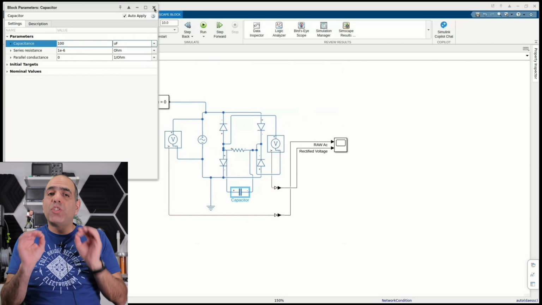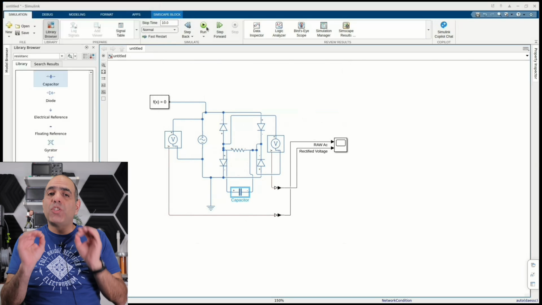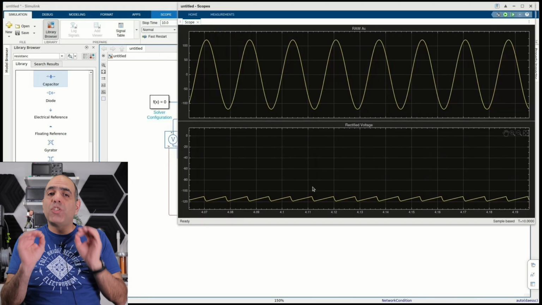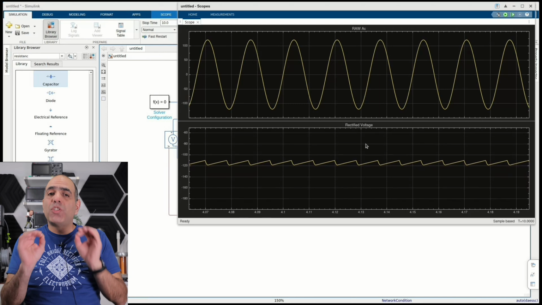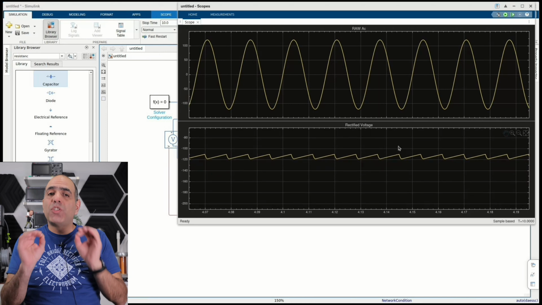Let's see how the graph looks. First of all, we have to run the simulation. After running this simulation, let's double tap on the scope to see the result. Now you can see very clearly the ripples around the resistance. There are very small ripples around 120 volts or something like this. The ripples are only because of the capacitor handling.